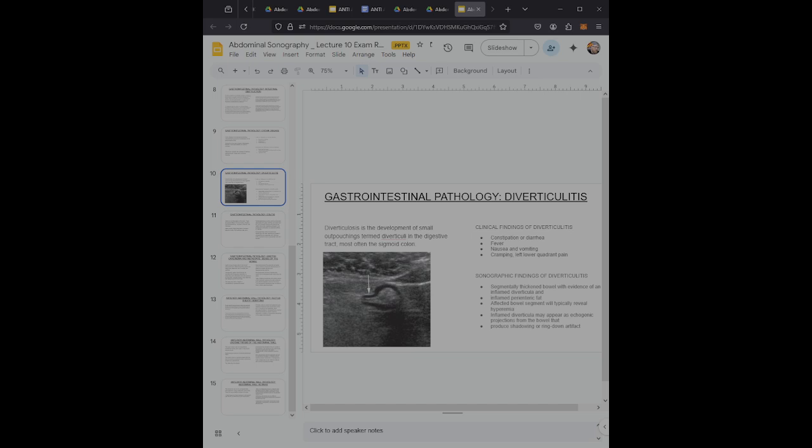Diverticulitis. Diverticulosis is the development of small outpouchings in the digestive tract. Most often this occurs in the sigmoid colon. Sonographically, we see a segmentally thickened bowel with evidence of an inflamed diverticula and inflamed pericolic fat. The affected bowel segment will typically reveal hyperemia. An inflamed diverticula may appear as echogenic projections from the bowel that produce shadowing or a ring outline effect.